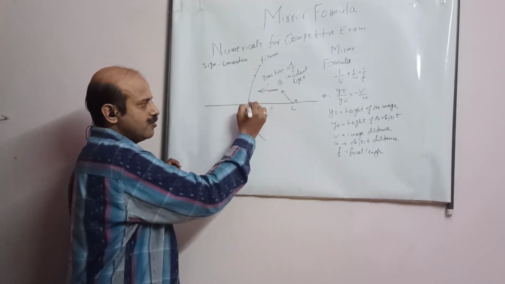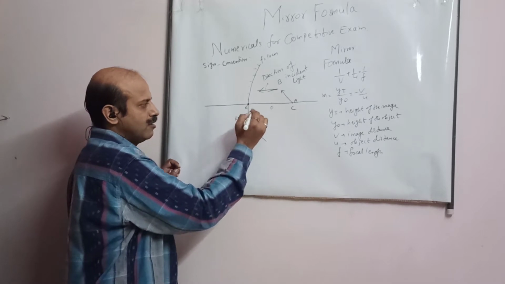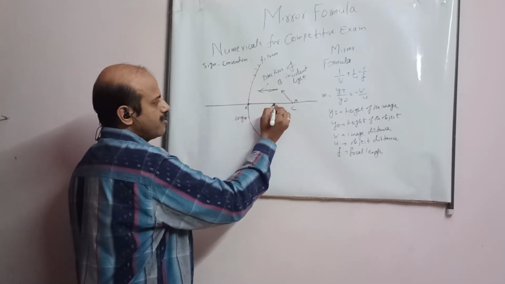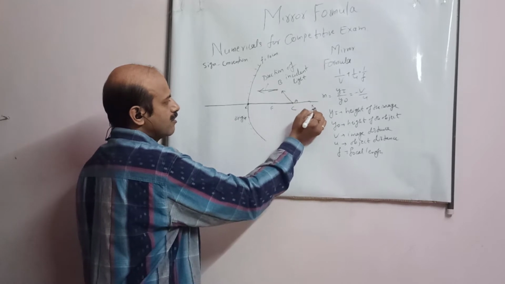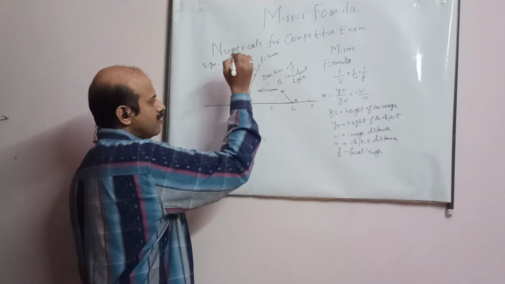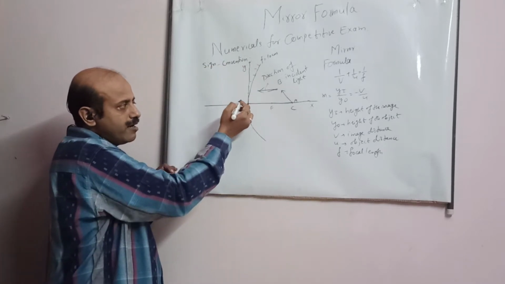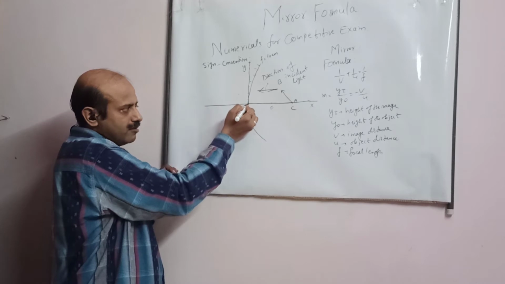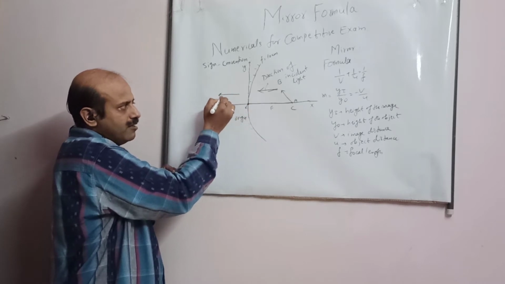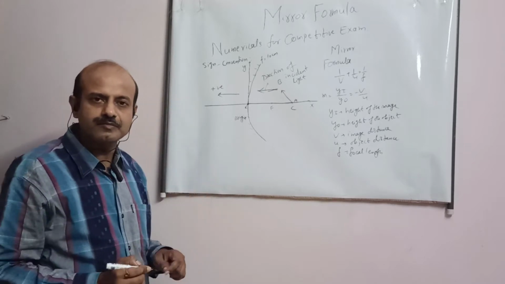First thing, student, this is the origin. This is the x coordinate, and this is the y coordinate. Okay, student. But the direction of light is this. This means, student, this is the origin, and this left direction will be taken as the positive direction. This you have to understand, student.